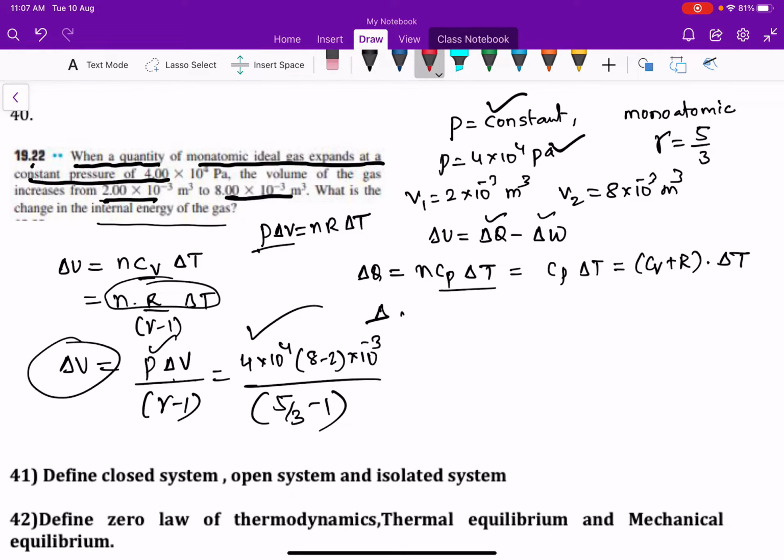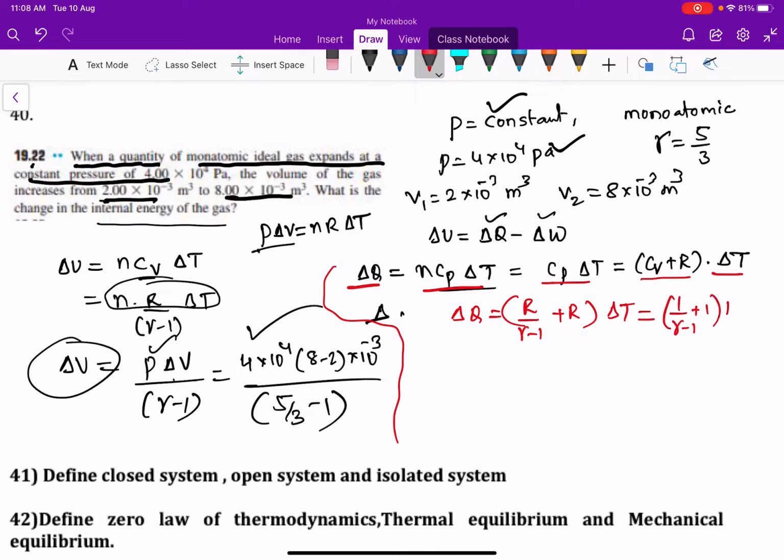And also you can find it in a different way. Delta Q is equal to nCp delta T, and Cp can be written as Cv plus R. So delta Q is equal to n(Cv plus R) delta T. Cv is nothing but R by gamma minus 1, so it is 1 by gamma minus 1 plus 1, into R delta T. We can replace R delta T with P delta V. So gamma value is known, P is known, delta V is known. We can find out delta Q here.